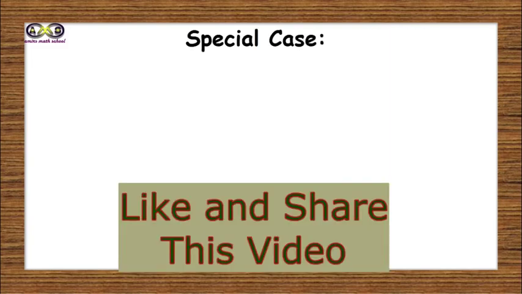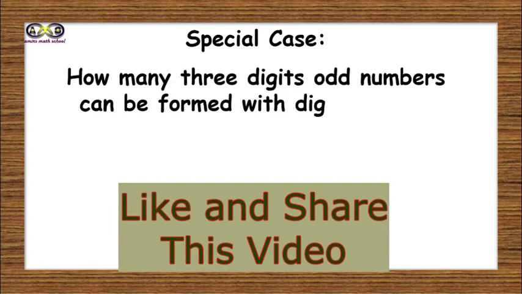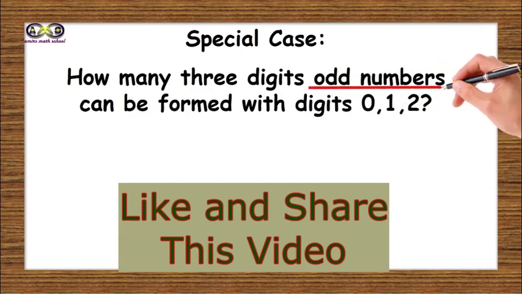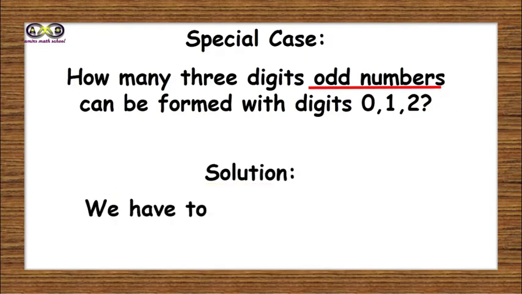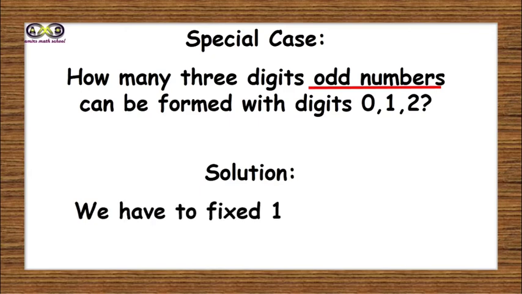Special case. How many 3-digit odd numbers can be formed with the digits 0, 1 and 2? We have to form odd numbers. The solution: we have to form those numbers which end with 1, because within 0, 1 and 2, this 1 is the odd digit. So all the odd numbers must end with this odd digit 1. We have to fix 1 as the last digit.